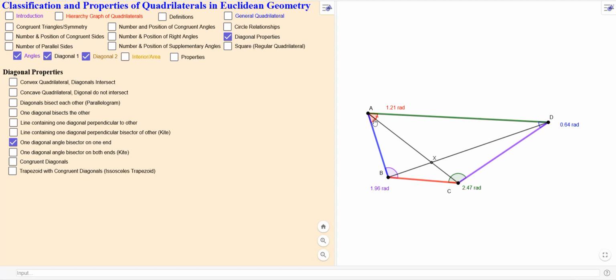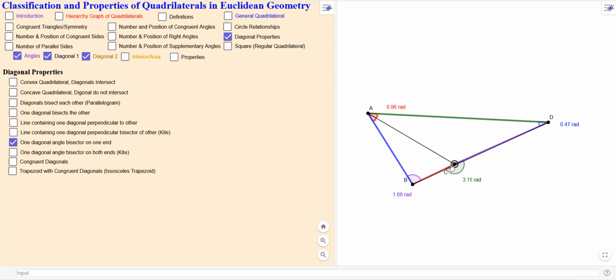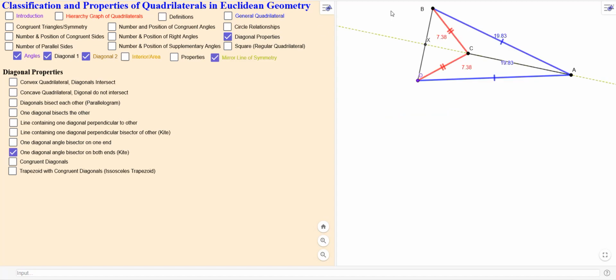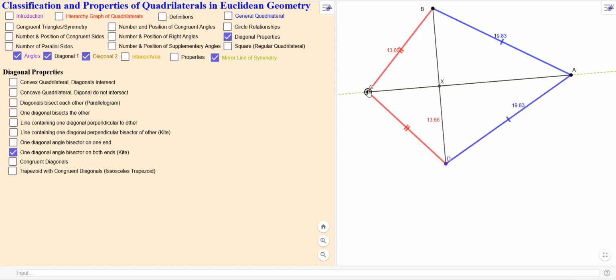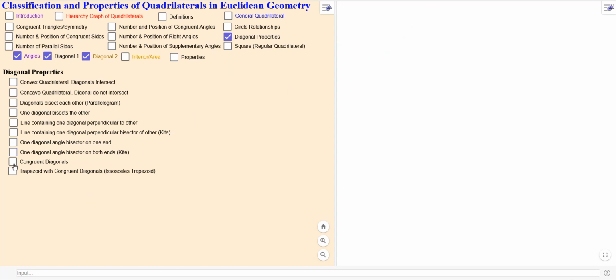If one diagonal is an angle bisector on one end, see this angle A is bisected here, there's nothing really special, not any special properties. For example, it's not necessarily a kite. However, if you have a diagonal and it's an angle bisector on both ends, then this diagonal here is an angle bisector here at A and over here at C, then this has to be a kite. So that's if and only if there.